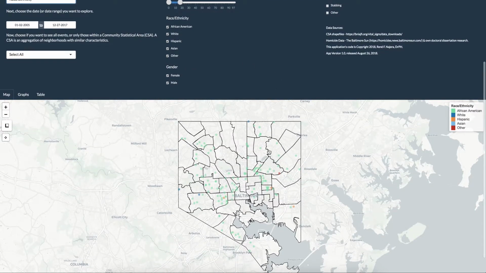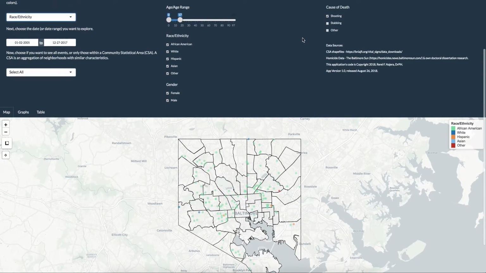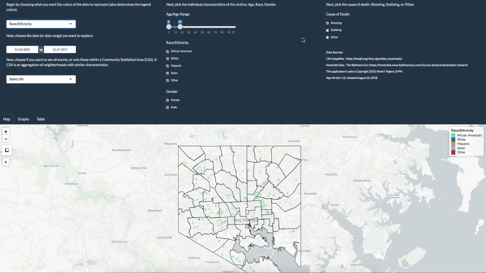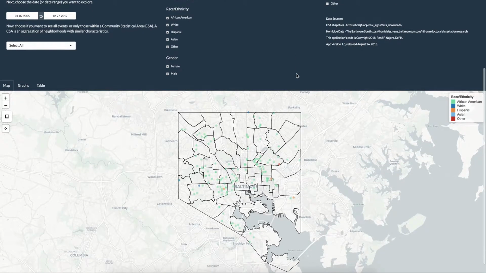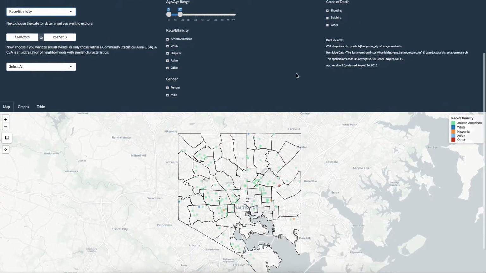So you see a lot of African American kids were killed by shootings in Baltimore between January 2nd, 2005, because there were no homicides on January 1st, to January 27, 2017, because 2017 ended with no homicides on the 28th, 29th, 30th, and 31st of December. So you can see that here on the map.